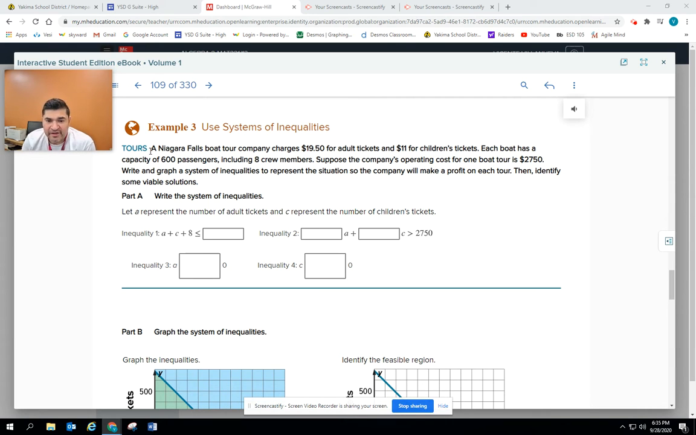Okay, so tours. A Niagara Falls boat tour company charged $19.50 for adult tickets and $11 for children's tickets. Each boat has a capacity of 600 passengers, including 8 crew members. Suppose the company's operating cost for one boat tour is $2,750. Write and graph a system of inequalities to represent the situation so the company will make a profit on each tour. Then identify some viable solutions.